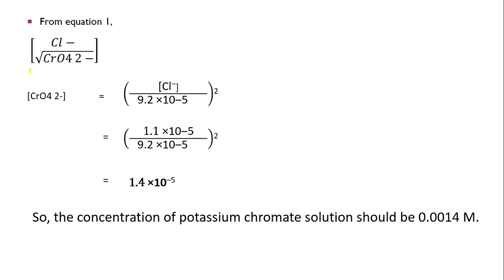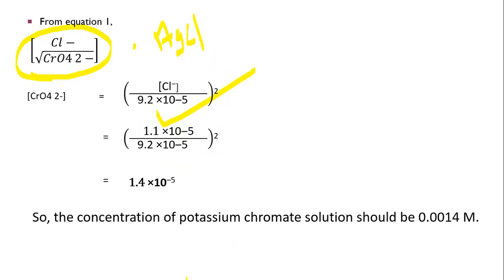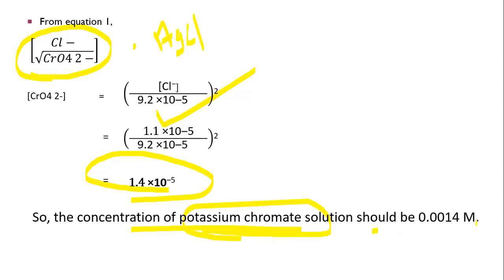Now from equation 1 we can write this, because both are in equilibrium. We are getting both precipitates, but first we will get the AgCl precipitate, and after that we will get the silver chromate precipitate. So for chromate we can write this value, whatever we are getting over here in the first equation. So this is the value for chromate. This is how we can find the concentration of indicator. It should be 0.0014 molar.